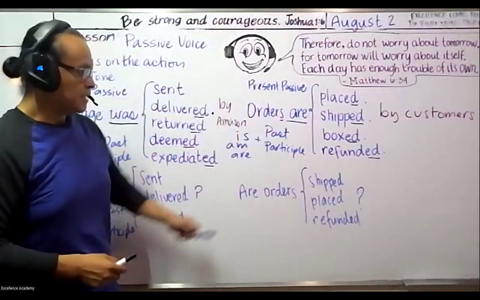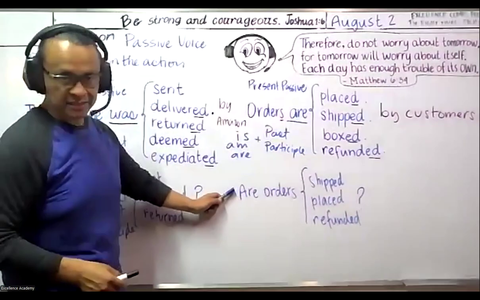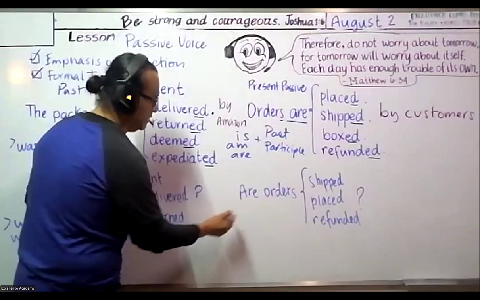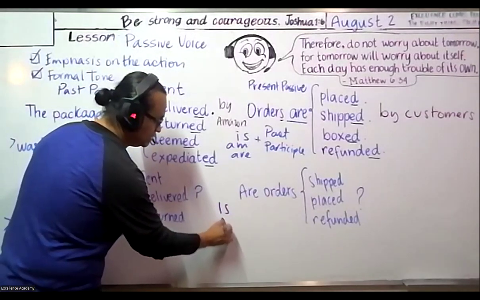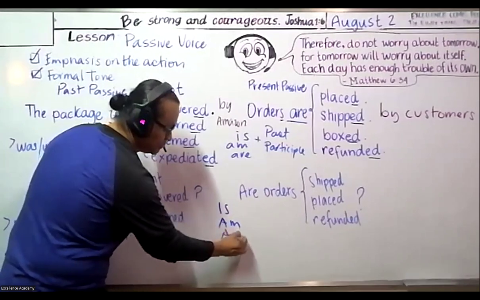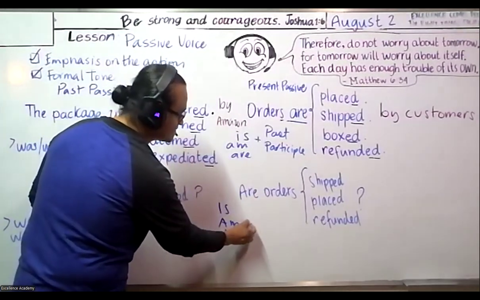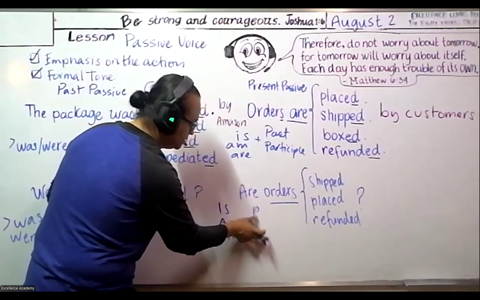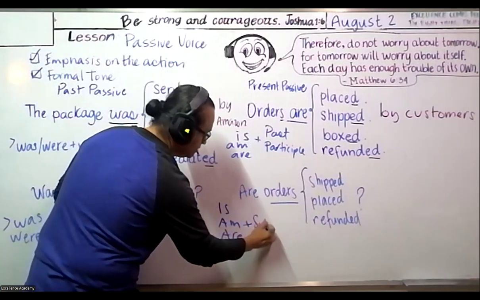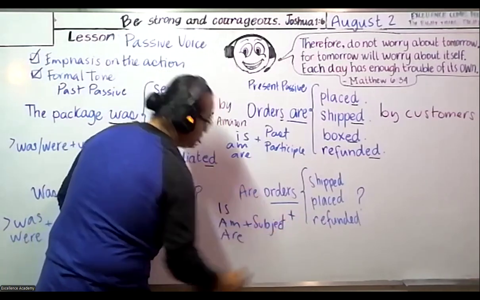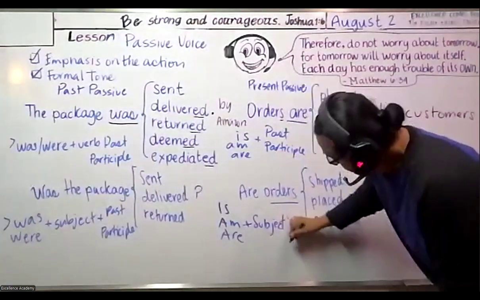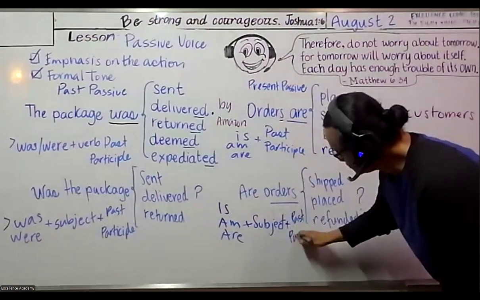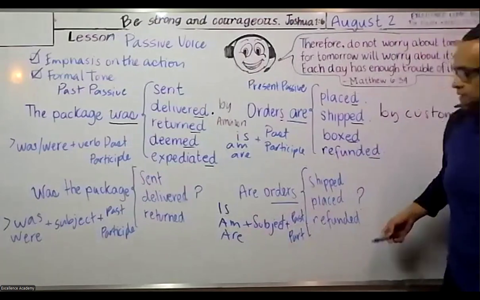Now, in terms of the questions, it's quite simple how to make the questions. This is the structure that you're going to use. You're going to start with verb be, right? This time I'm going to capitalize it because it's at the beginning of the question. Plus the subject, we'll put the subject there. Plus the past participle. So it's going to look like this.